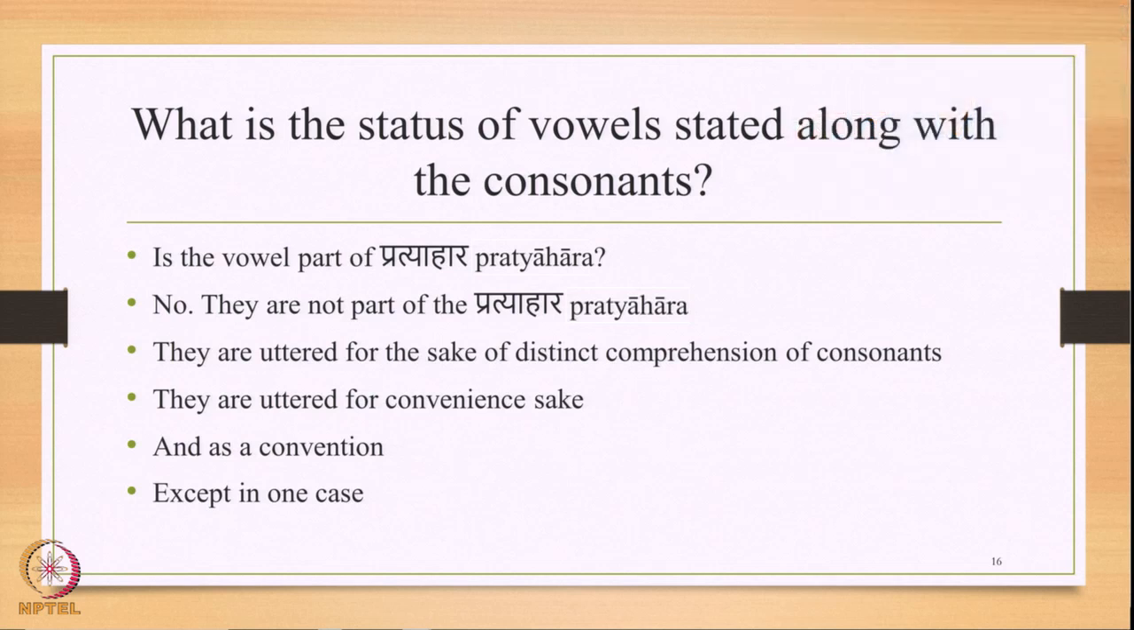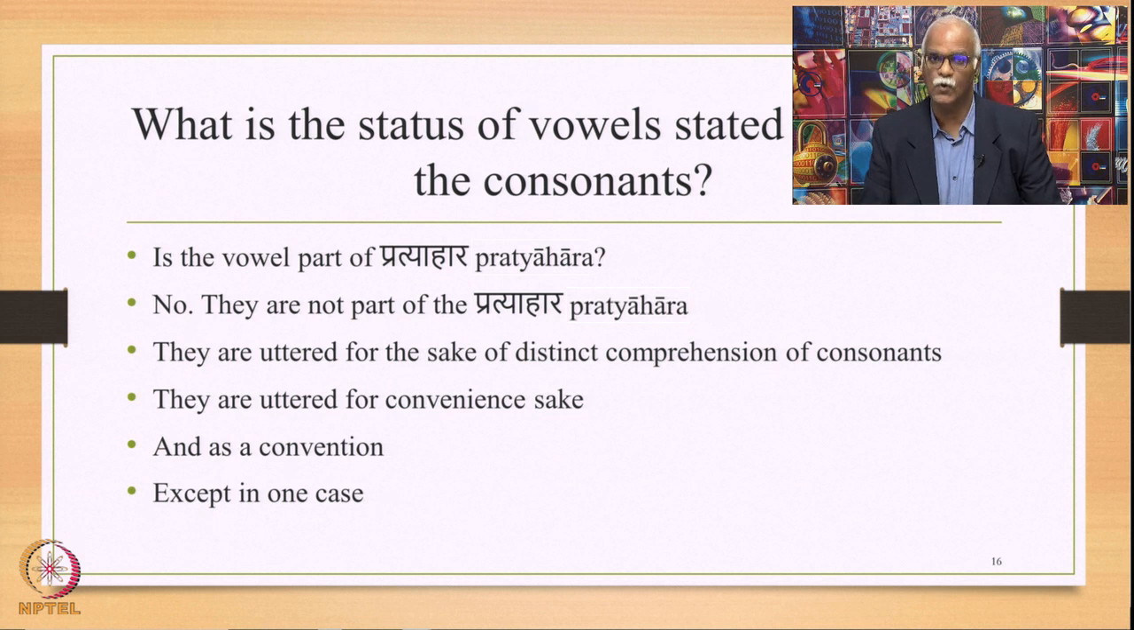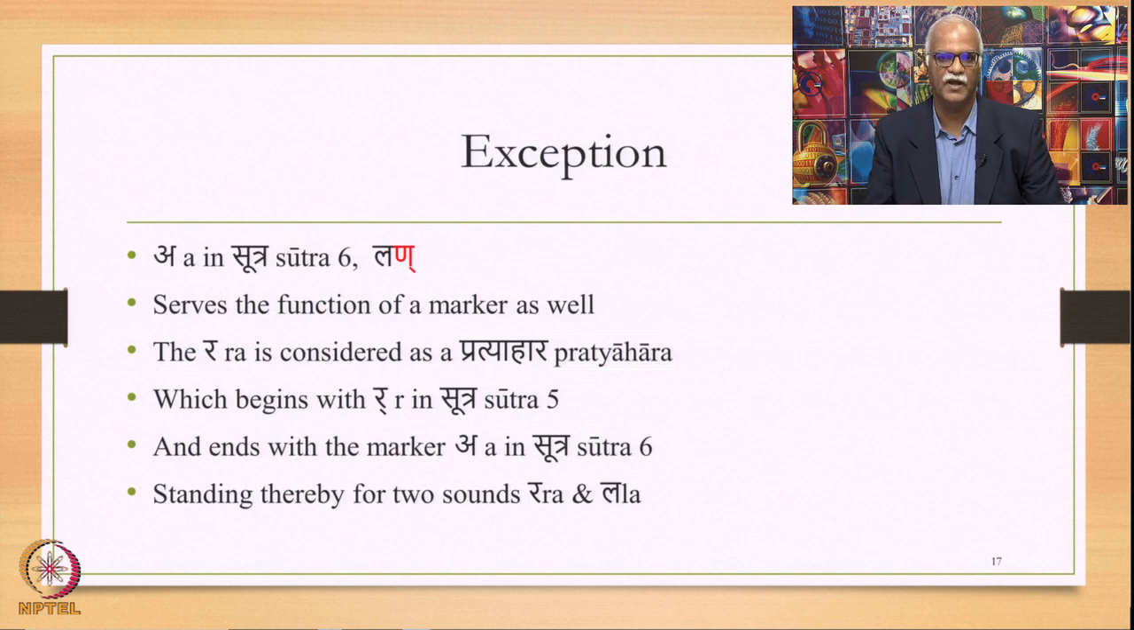What is the status of vowels stated along with the consonants? To put it differently, is the vowel part of a pratyahara? No, the answer is no. They are not part of that pratyahara. The vowels are uttered along with the consonants for the sake of distinct comprehension of consonants. They are uttered for convenience and as a convention, except of course in one case. We have already seen this explanation, but this exception we need to pay attention to.